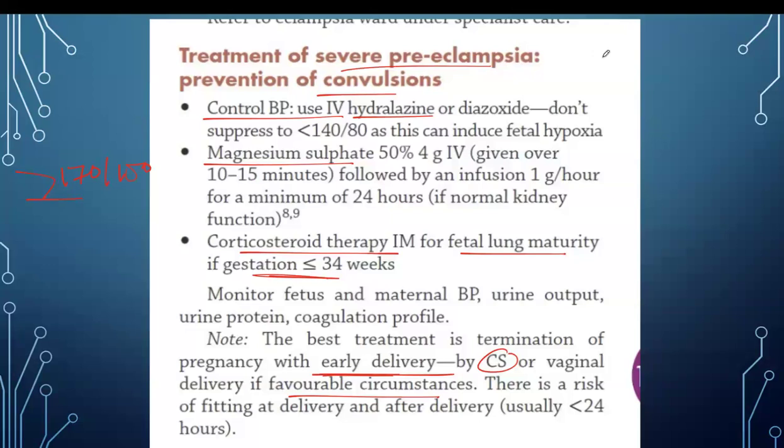Does it make sense, guys? Like, what will be the treatment of severe preeclampsia? So for severe preeclampsia, control blood pressure, give magnesium sulfate, and consider a steroid if there is a possibility of the mother going into delivery before 34 weeks. But the best treatment is early delivery by C-section, or vaginal delivery if it is possible, which means induction of labor.